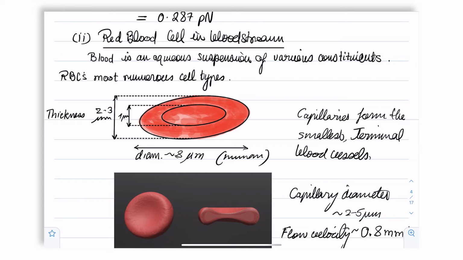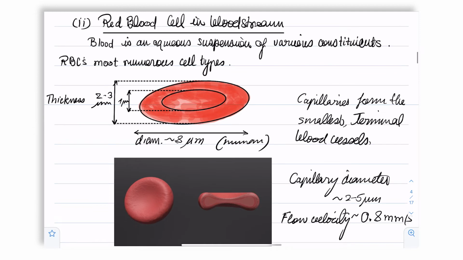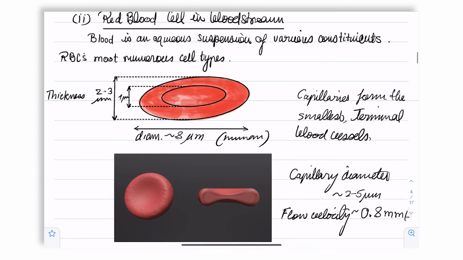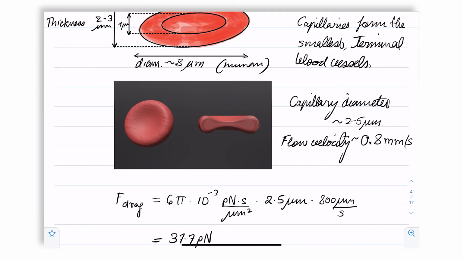Blood is an aqueous suspension. It has many constituents. RBCs are a major cellular constituent. In humans, mature red blood cells do not have nuclei. They're enucleated. When they're born, however, they have nuclei, so the chromosomal DNA. Capillaries that form the smallest terminal blood vessels have a diameter of around 2 to 5 micrometers, whereas the RBCs have a diameter of approximately 8 microns, 7 point something you will find in the textbooks.